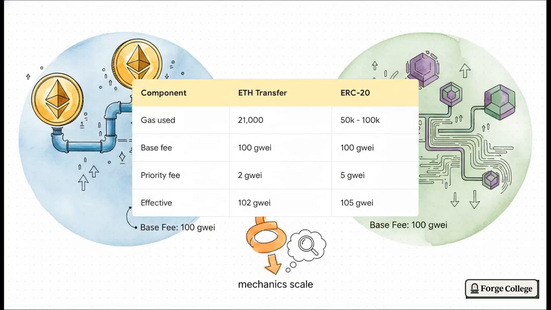And this brilliantly illustrates how those base and priority fees actually stack up in everyday scenarios. Compare a typical simple Ethereum transfer to an ERC20 token transfer. The computation, the gas used, jumps from exactly 21,000 up to somewhere between 50,000 and 100,000. And notice, even with the exact same network base fee of 100 gwei, you might bump your priority fee slightly for a more complex contract interaction, just to ensure it gets picked up. Multiply it all out, and you see exactly how the mechanics scale.